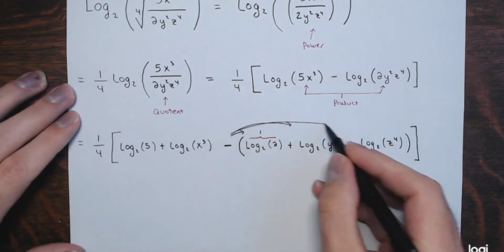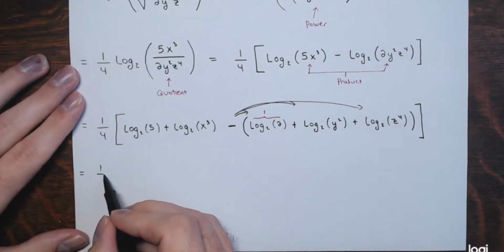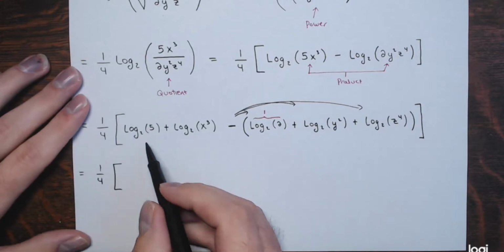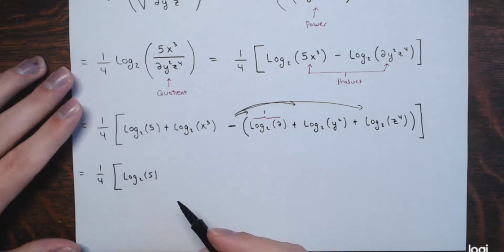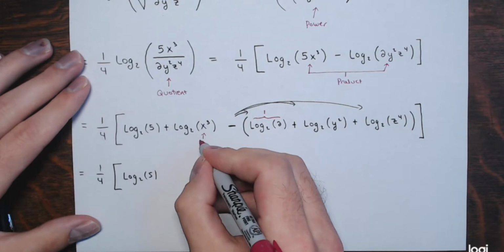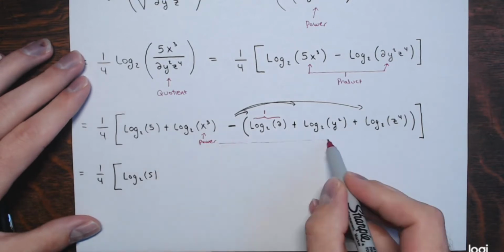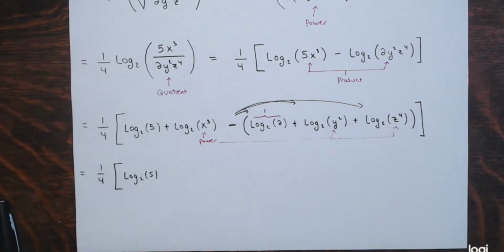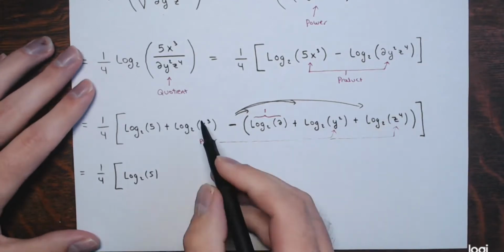Distribute the minus. So we have 1/4 times the quantity. Now the log base 2 of 5 is just going to stay that way. And then with the log base 2 of x cubed, I can use the power rule. In fact, I can use the power property for the x cubed one, the y squared one, and the z to the 4th. I can use it for all 3 of those, because every single one of those arguments is raised to a single power.